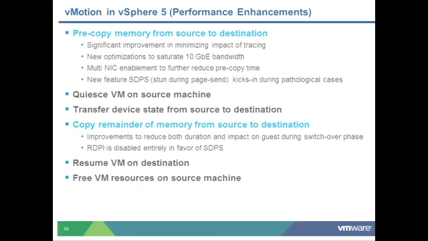Perhaps most importantly, though, we've implemented something called SDPS. SDPS is our answer to RDPI or Precopy convergence failures in ESX5. SDPS kind of ditches the entire approach RDPI took of trying to recover from a Precopy convergence failure. Instead, what we do is decide that we really want Precopy to converge. So let's make it converge.